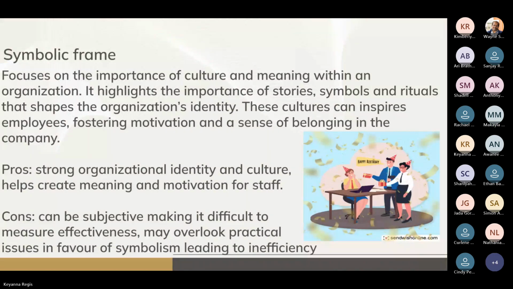Symbolic frame. The symbolic frame focuses on the importance of culture and meaning within an organization. It highlights the importance of stories, symbols, and rituals that shape the organization's identity. These cultures can inspire employees, fostering motivation and a sense of belonging in a company. Pros: strong organizational identity and culture helps to create meaning and motivation for staff. Cons: can be subjective, making it difficult to measure effectiveness, may overlook practical issues in favor of symbolism, leading to inefficiency. Next slide, please.